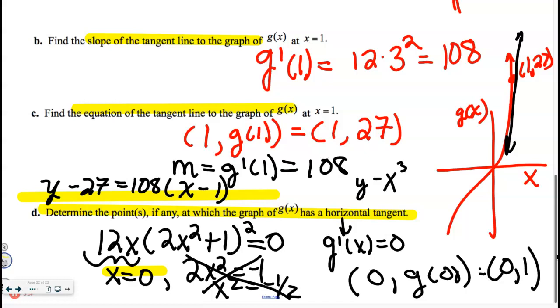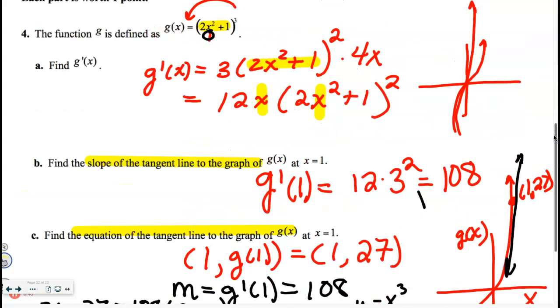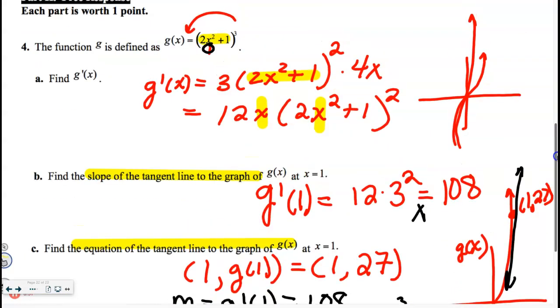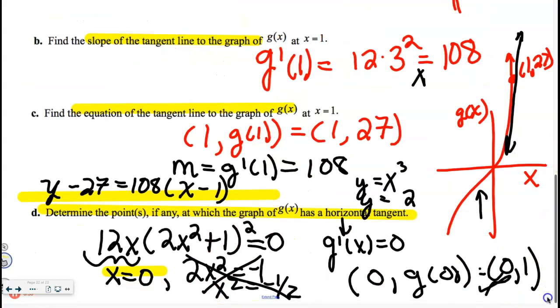The graph of this is right here, basically. When I double it, it makes sense that we're going to have that slope being 0 just at that one little turning point. So we're going to be done here.